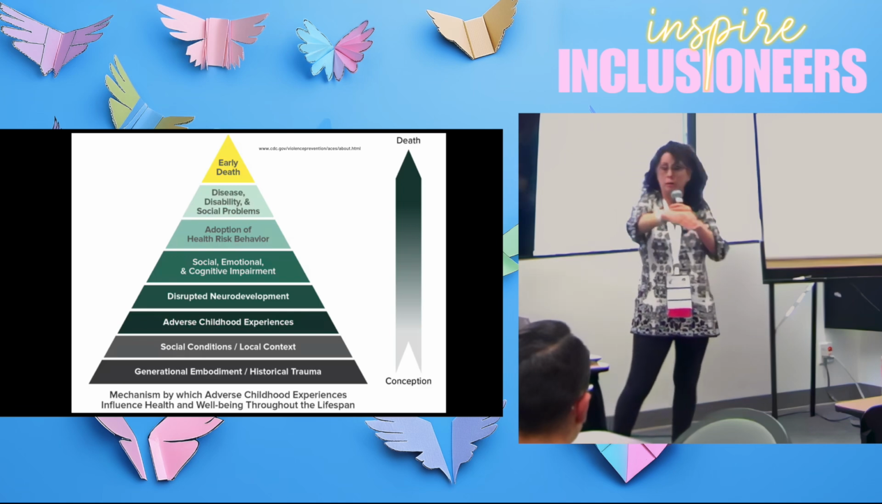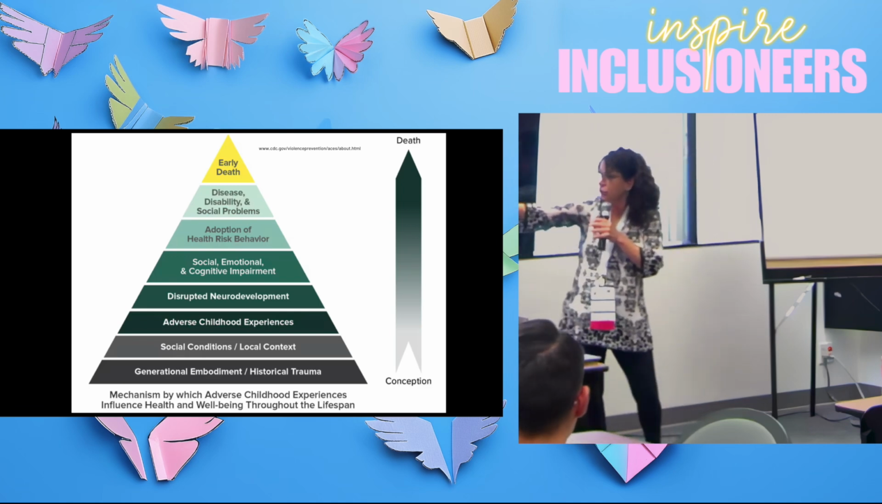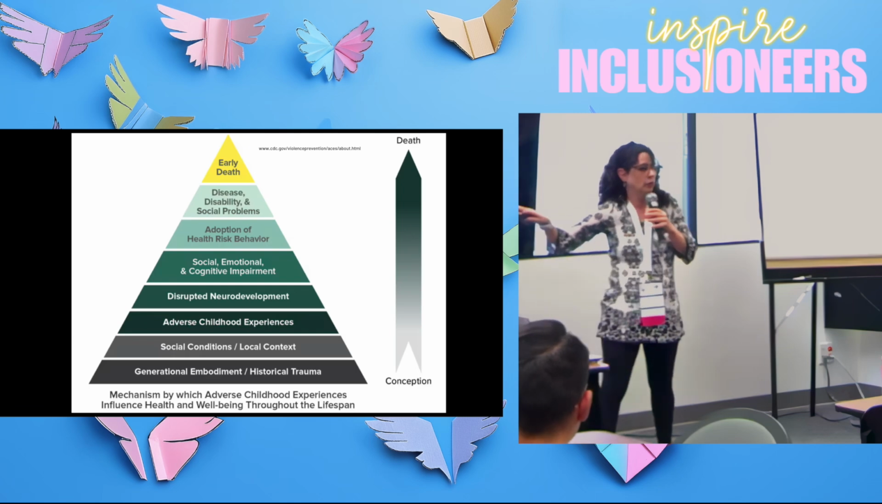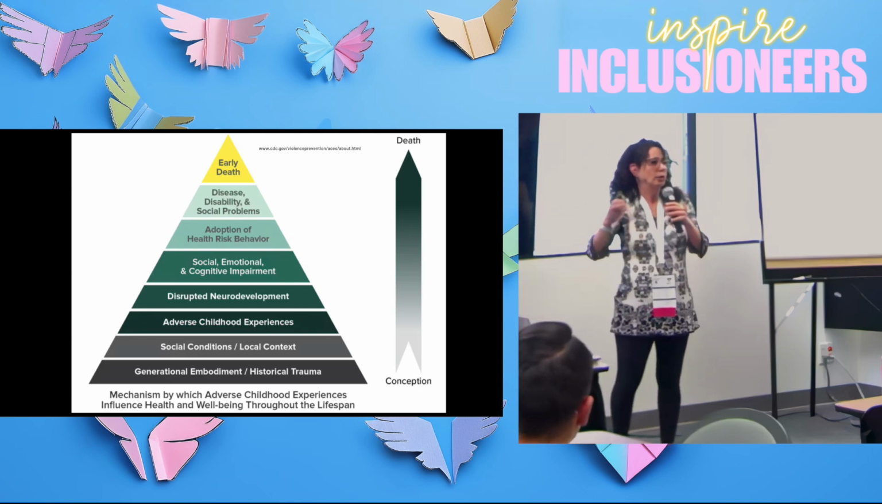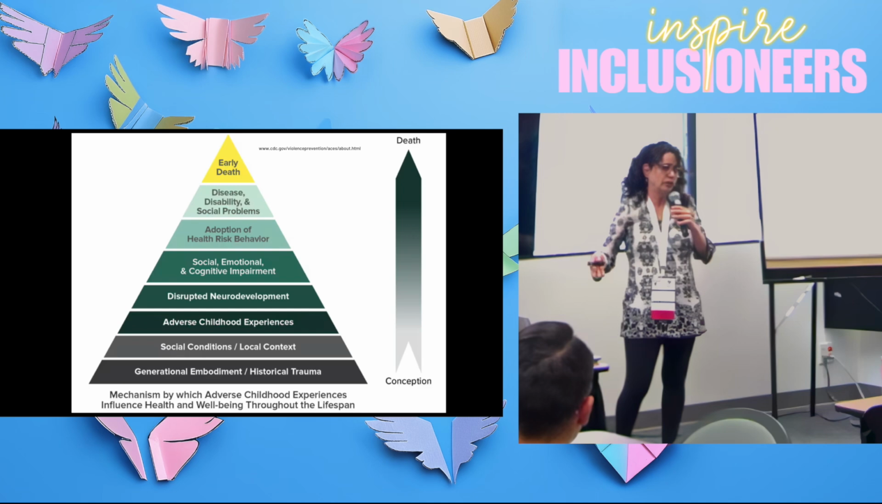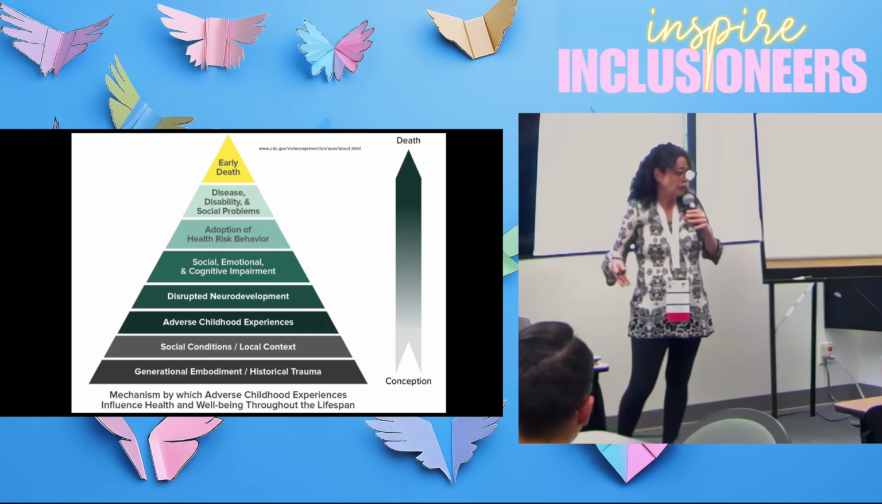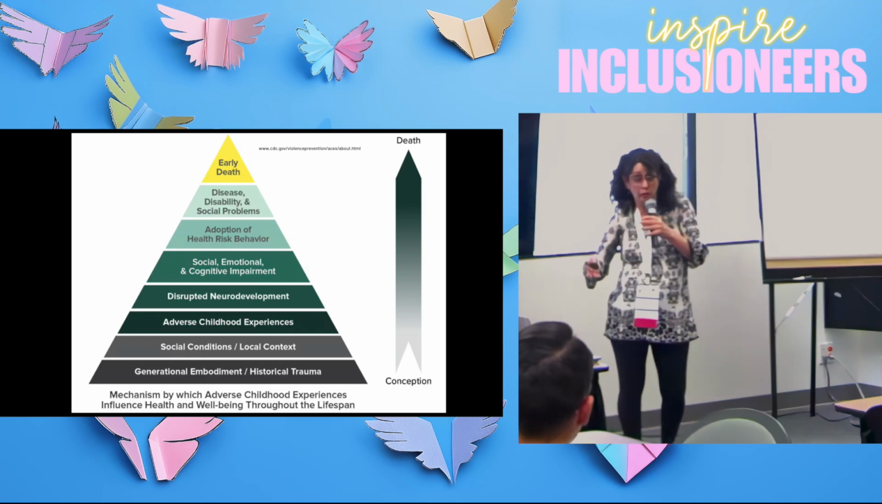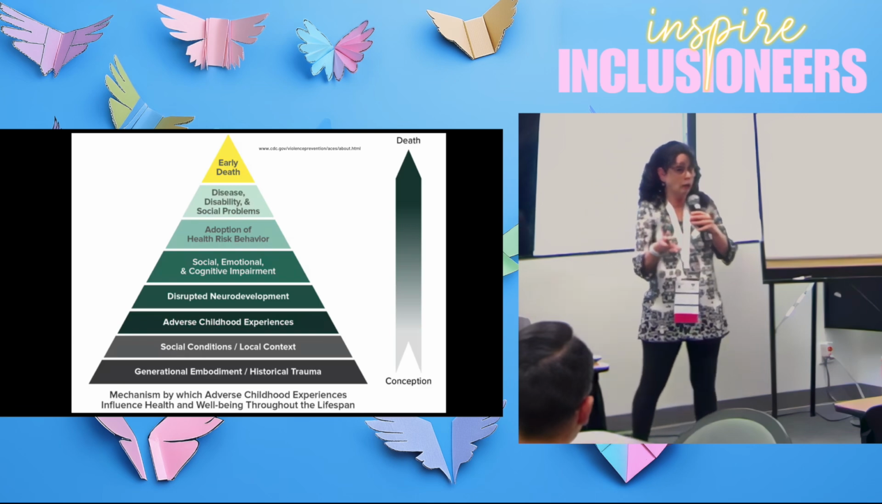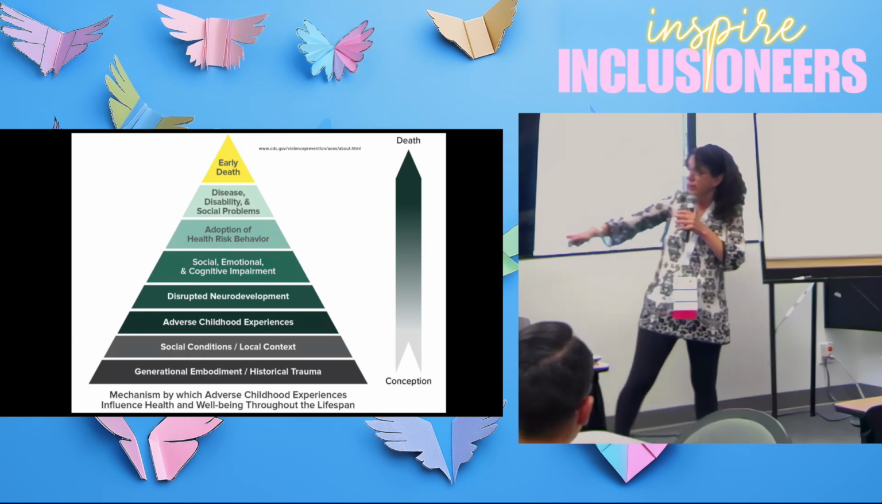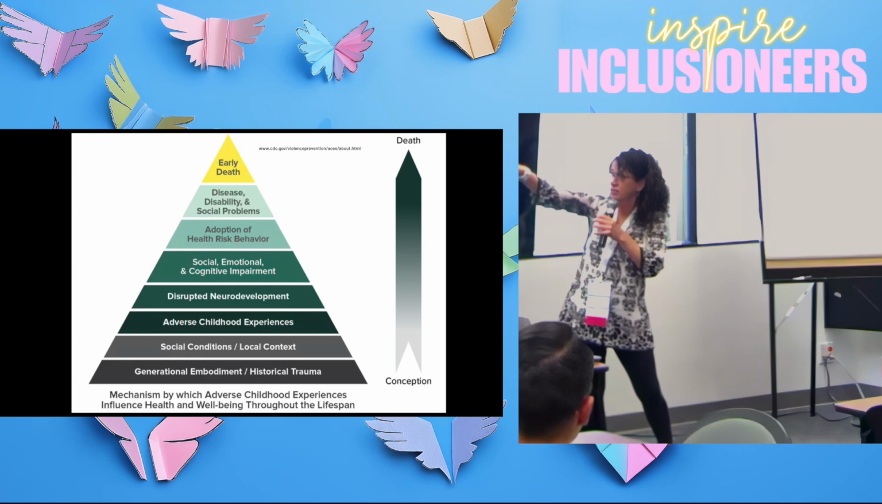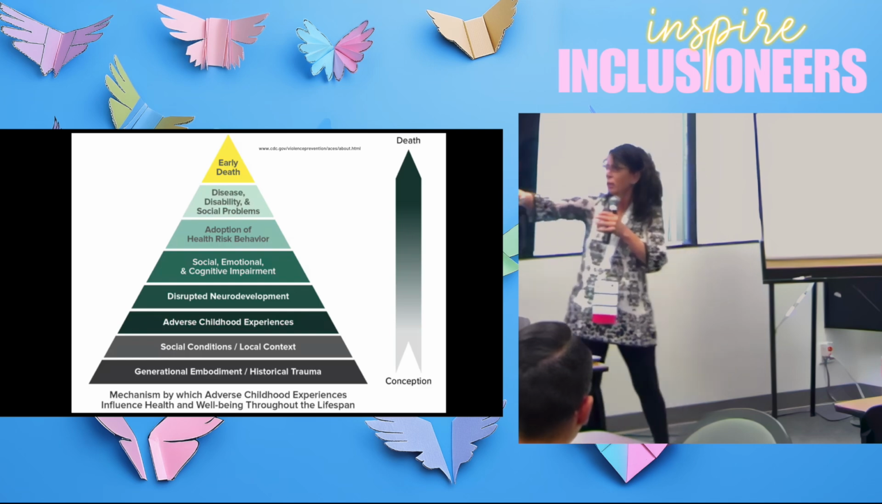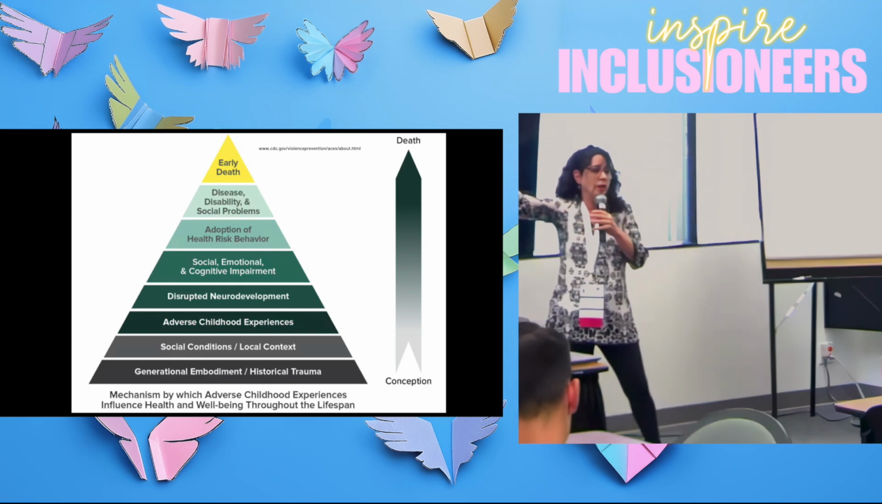later, okay? There's also social conditions and local context, which again, we're talking about inadequate education systems, poor access to healthcare, living in food deserts, having unstable housing, right? These all can also affect your ACEs score. And then we talk about adverse childhood experiences for the individual.